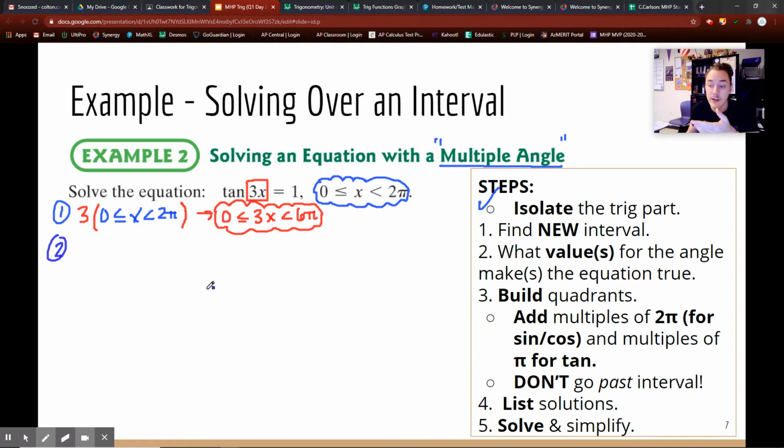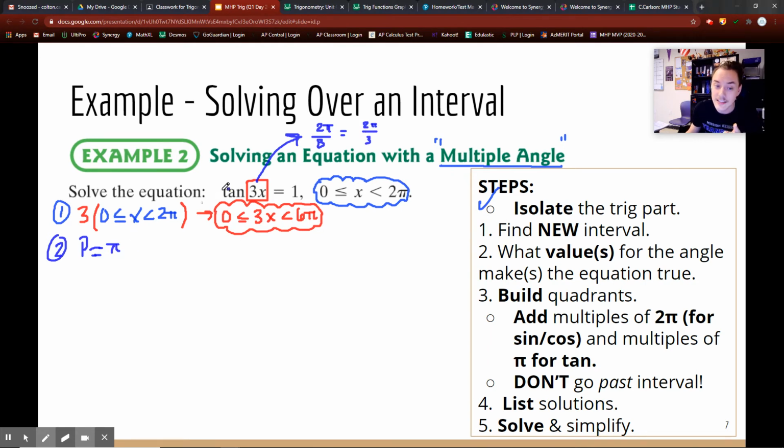Step 2 is find values for the angle that make the equation true. Since the period of tangent is pi, so since my period is pi here, you may be thinking, well, it's not pi because that's b, right? So that's actually 2 pi divided by 3. That's the period. No, hold on. If you're thinking that's my period, now listen very carefully. If you're saying, okay, well, actually, Mr. Carlson, it's 2 pi all over b. My b value is 3, so it's 2 pi all over 3. That's my period. So what the junk are you saying it's pi?